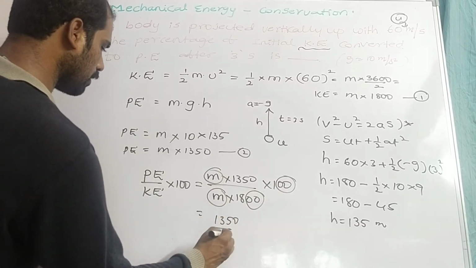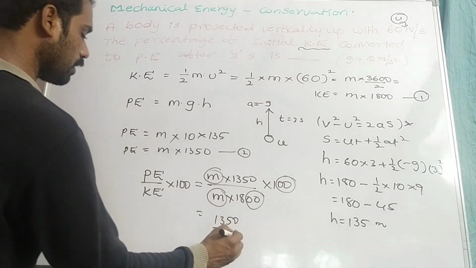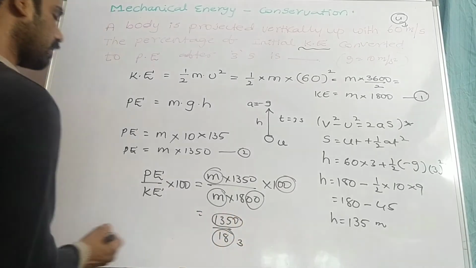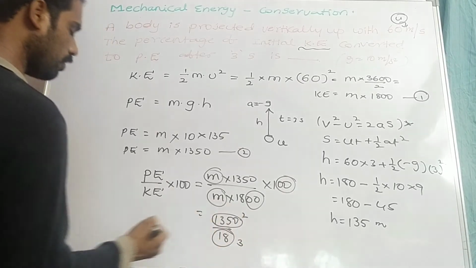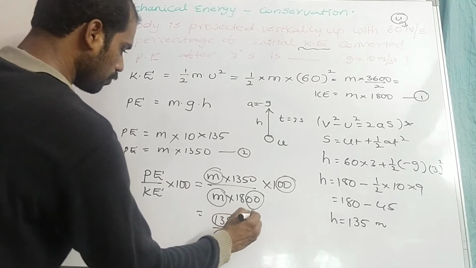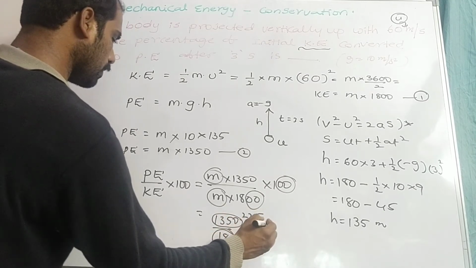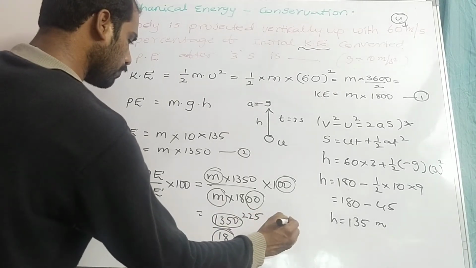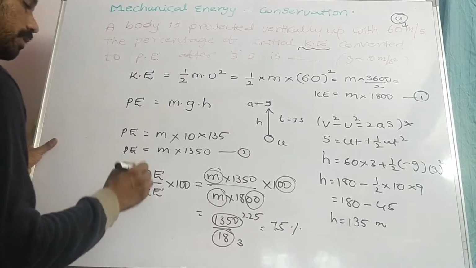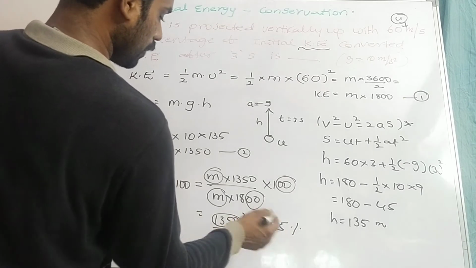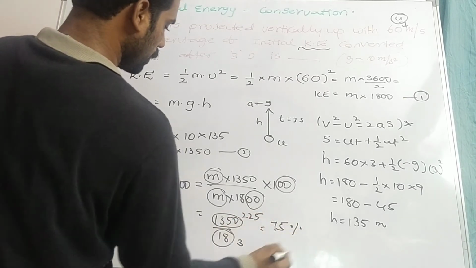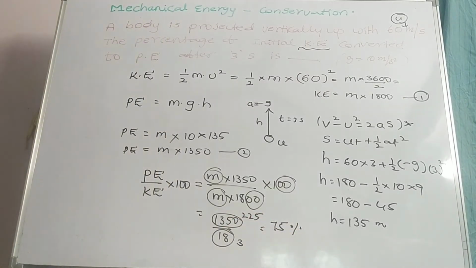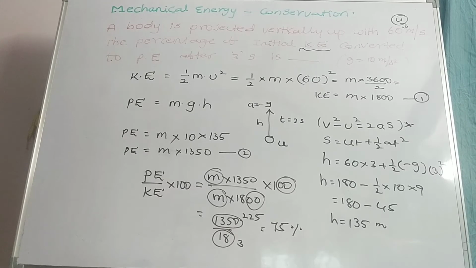So 1350 by 18. 6 3s are 18, 6 2s are 12, 5. That is equal to 3 7s are 21, 3 5s are 15, so 75. That is 75% will be the answer. So the percentage of initial kinetic energy converted into potential energy after 3 seconds is 75%.